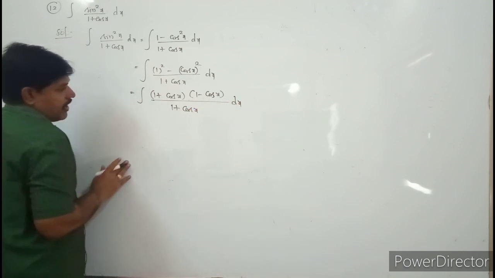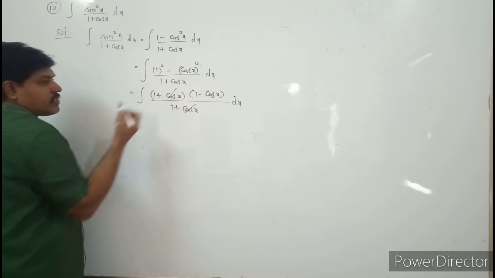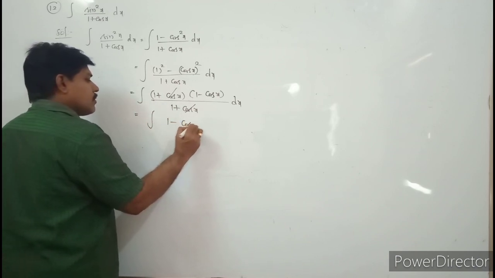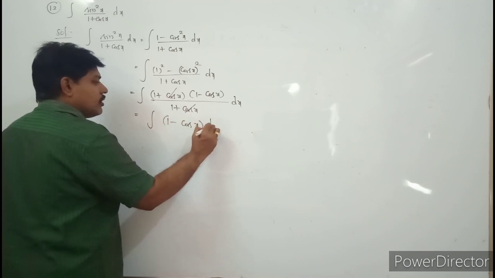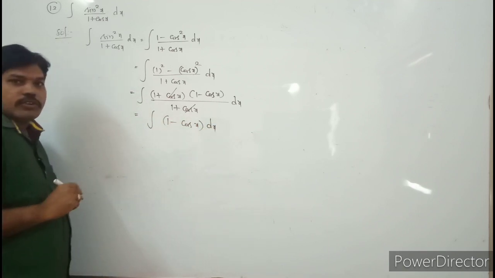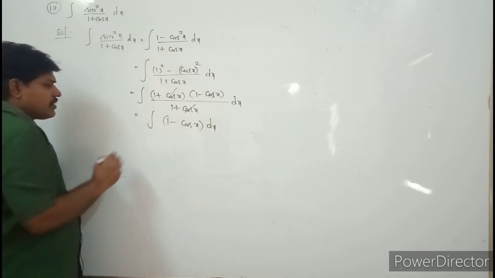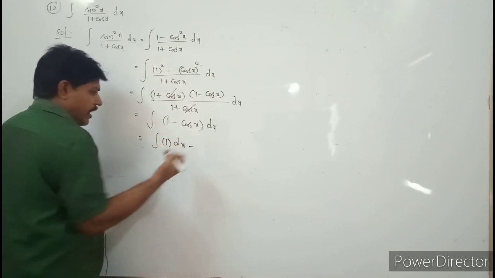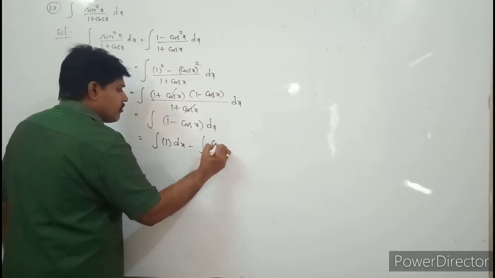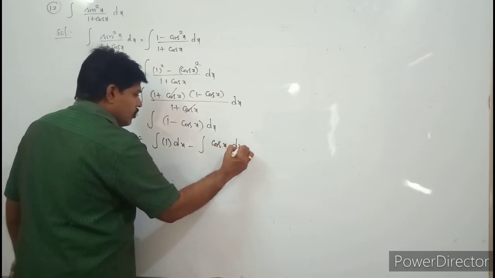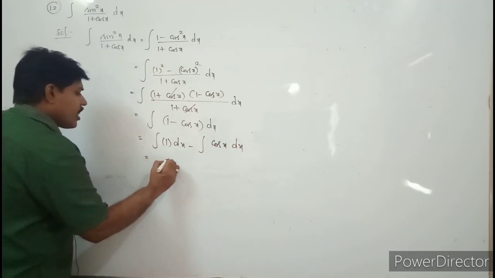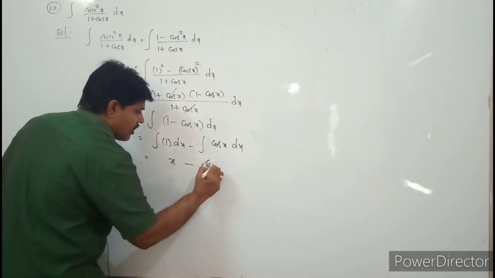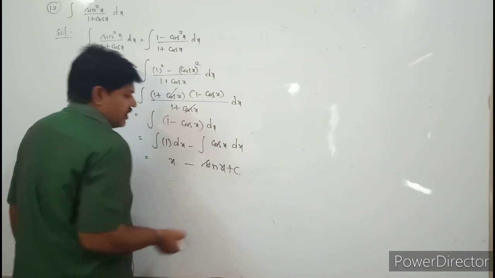So what terms will be cancelled here, students? 1 plus cos x and 1 plus cos x will be cancelled. So the integral of (1 minus cos x) dx. So see that, students? That is equal to the integral of 1 dx minus the integral of cos x dx. So the integral of 1 is x, minus the integral of cos x, which is nothing but sin x, plus c.